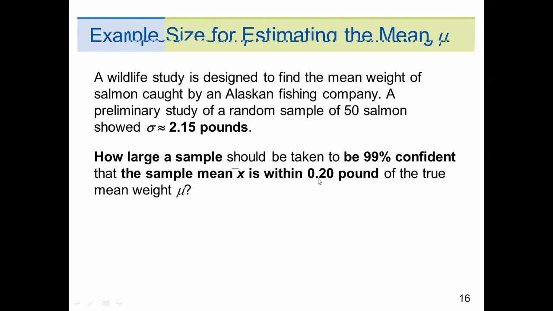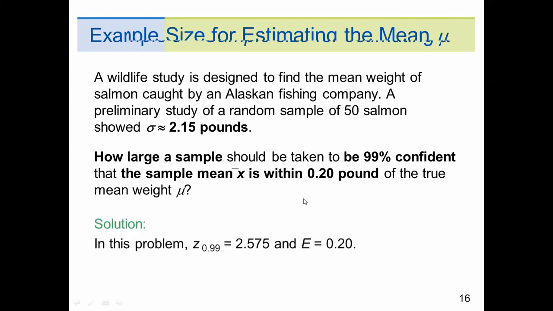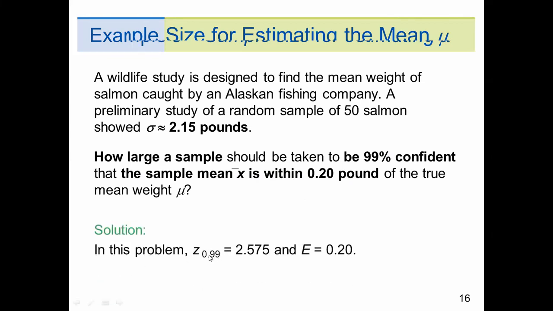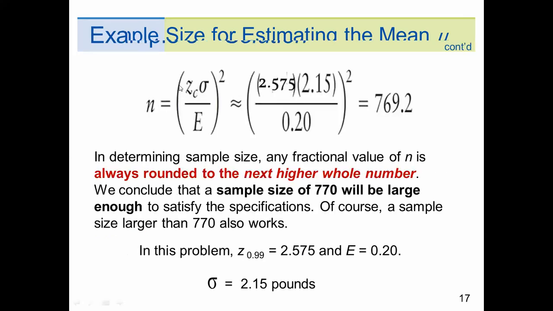A lot of times in these problems, he says, by the way, there's your error. He tells it to you, but you have to figure out that he's telling you the error here. The sample mean is within 0.20. That's the error we're looking for. The Z-score associated with a 99% confidence interval according to the chart is 2.575. The error is 0.20.